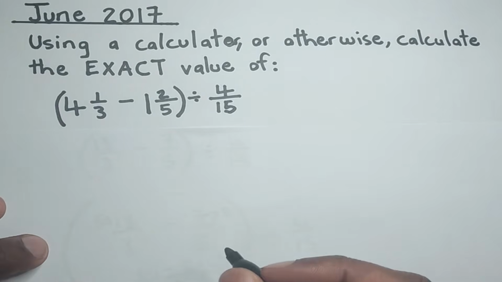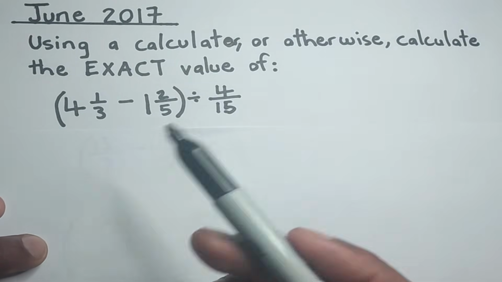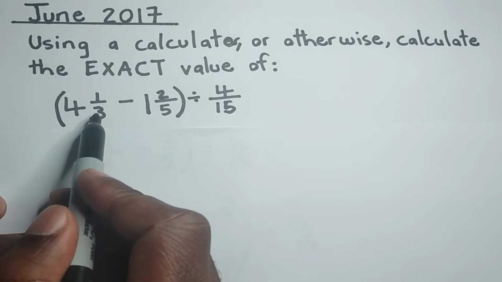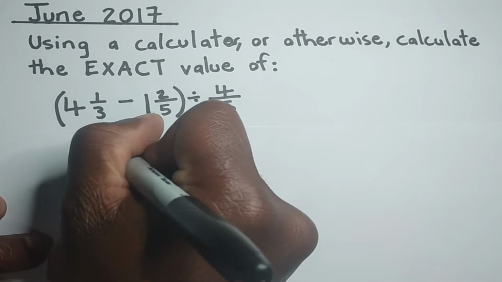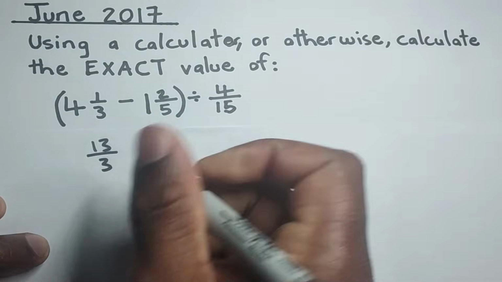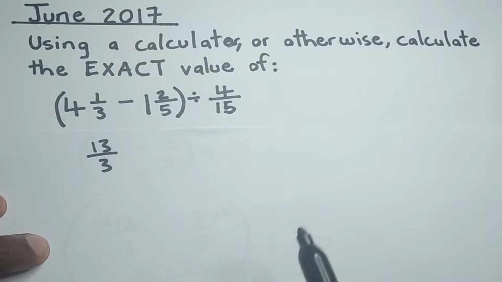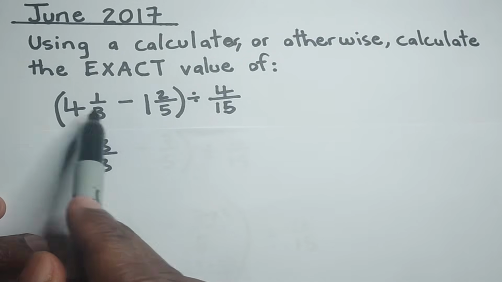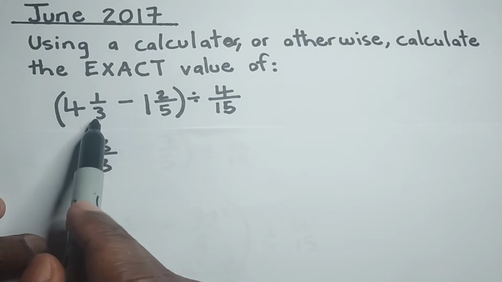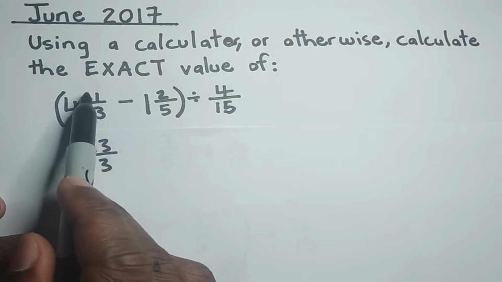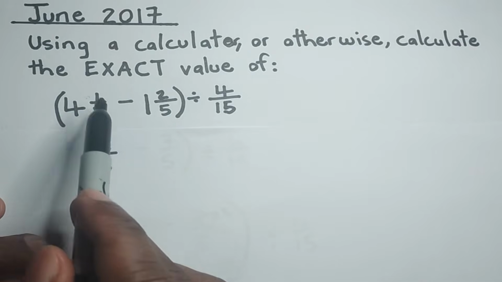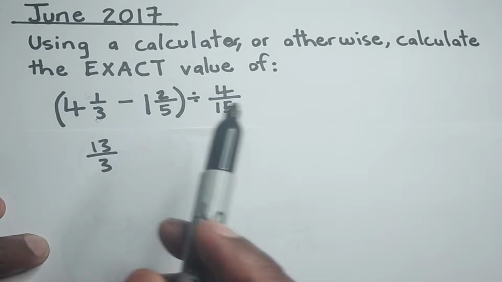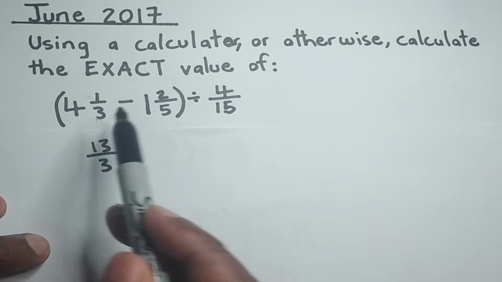So what we're going to do first is to convert the mixed fractions to improper fractions. So 4 and 1/3 is the same thing as 13 over 3. If you're not comfortable with fractions, what I simply did is multiply the whole number by the denominator. So 4 times 3, that's 12, plus, and then we add the result to the numerator, 12 plus 1, that's 13. And we kept the denominator right there.